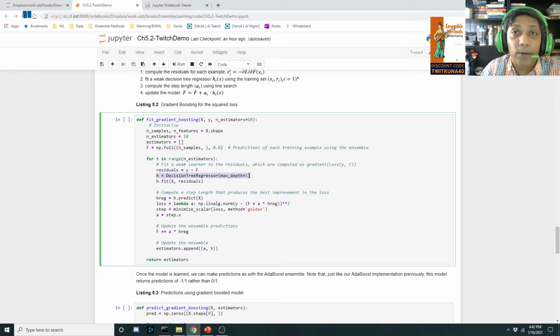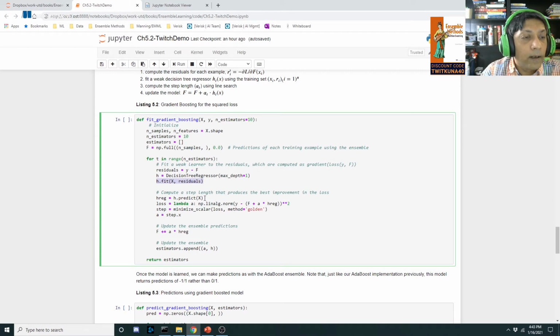scikit-learn's decision tree regressor package, because it's very easy to use. And because we're interested in building weak estimators, we are going to set max depth equals 1. That's going to give us a decision stump for regression. We can set it to 2 or 3, something shallow basically, for the simple problem that we have in mind. And then we build our very first weak learner for the first iteration over here.